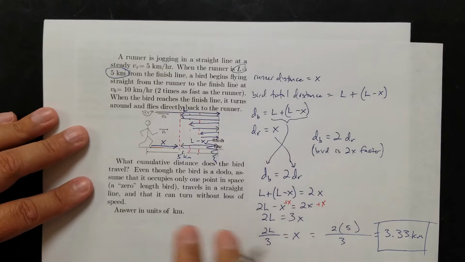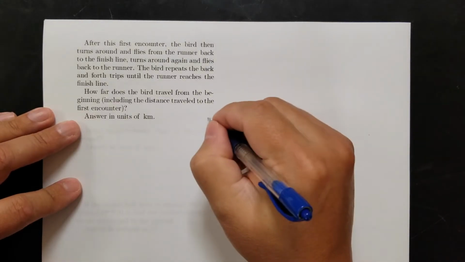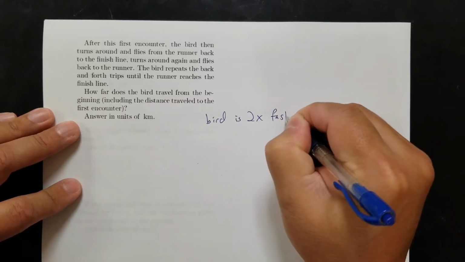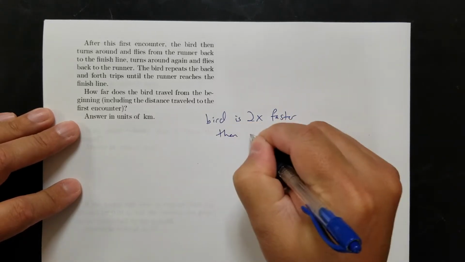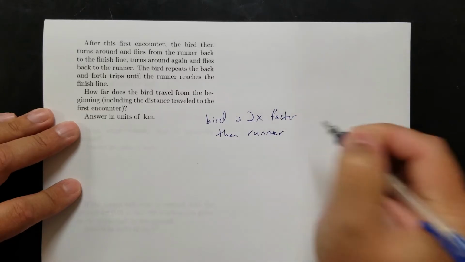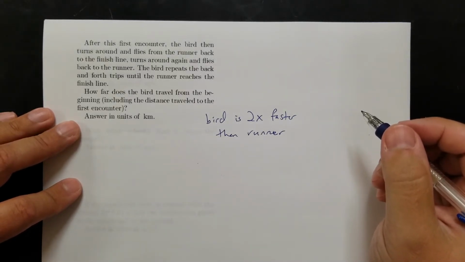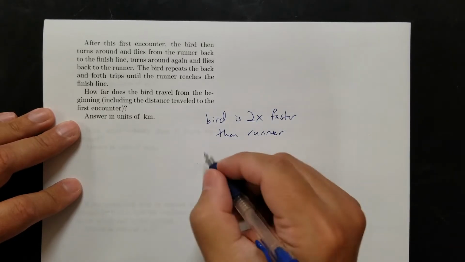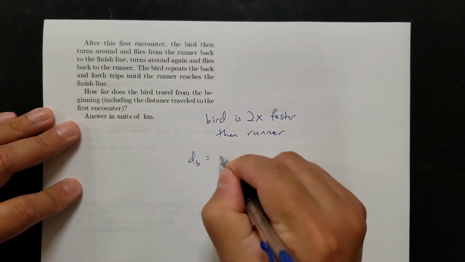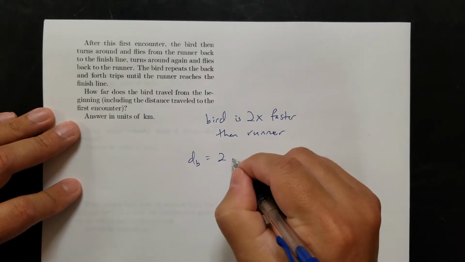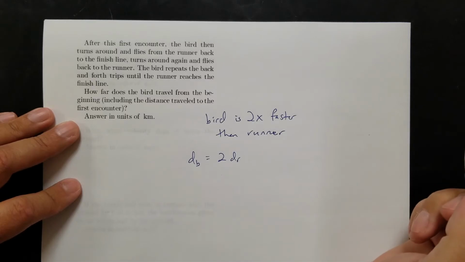And this seems like, oh my God, that's a crazy calculus problem. But it's really not, because I know that my bird is 2 times faster than the runner, right? That's what my problem says. So if my bird is 2 times faster than the runner, then the distance for the bird is going to be 2 times the total distance for the runner, whatever the distance of the runner was.